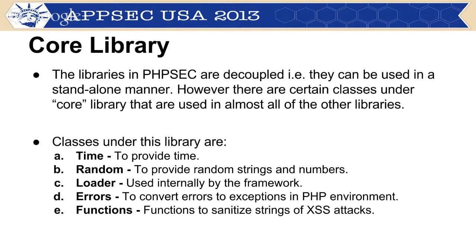There are some core libraries which are actually used by all other libraries, and they contain some pretty good helper functions which help the other libraries do their tasks efficiently. For example, there is a time library that provides a central time for the overall application. There is a random library that generates random strings and numbers. There is an error library that converts errors to exceptions. There's a functions library that sanitizes the user input to make it access safe.